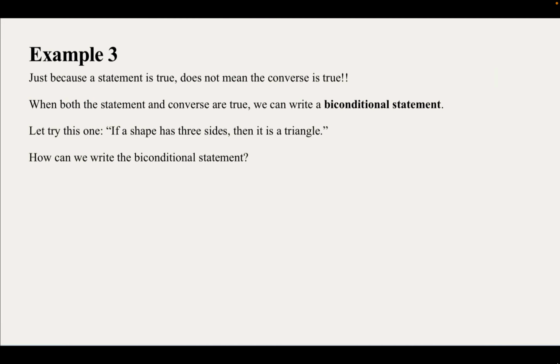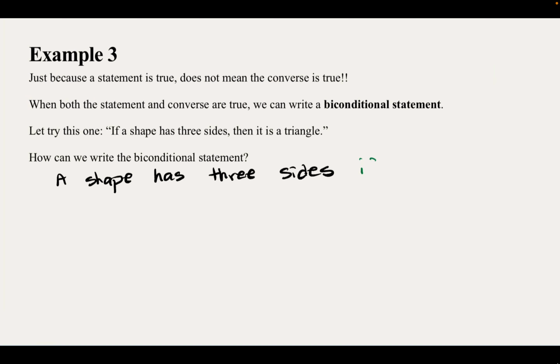Let's try out, if a shape has three sides, then it is a triangle. The converse of that would be, if a shape is a triangle, then it has three sides. That's a true statement. We would write our biconditional statement, choose one of those statements. I'm going to say a shape has three sides. And I could have started with a shape is a triangle. That's up to you. And this is the biconditional part. You would write if and only if. That's the part that makes it a biconditional statement. A shape has three sides if and only if it is a triangle.